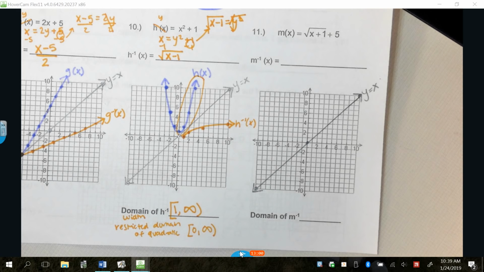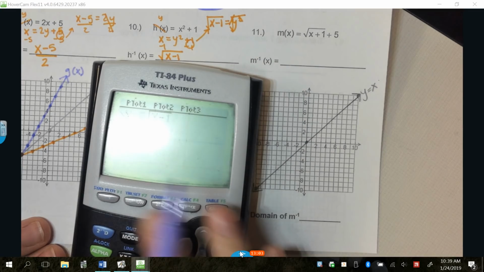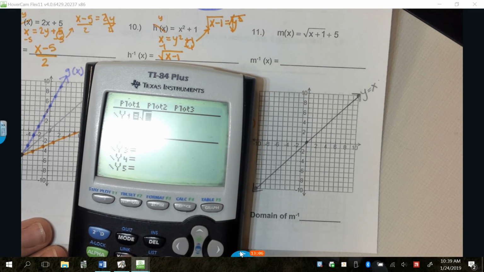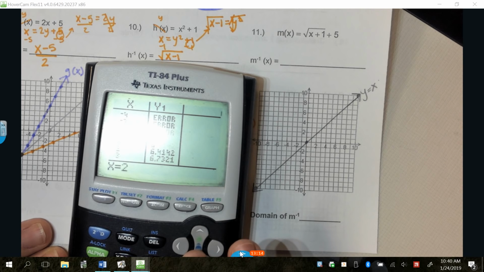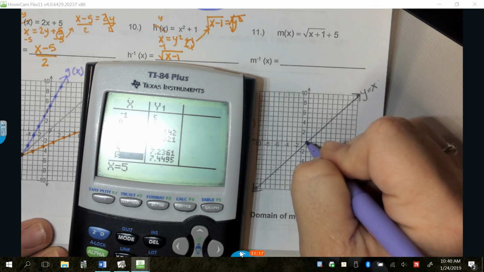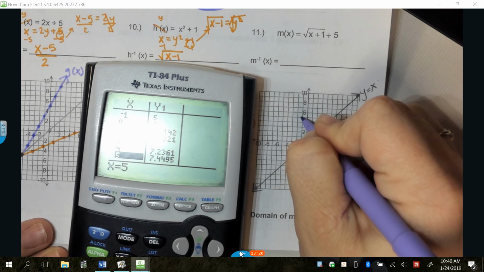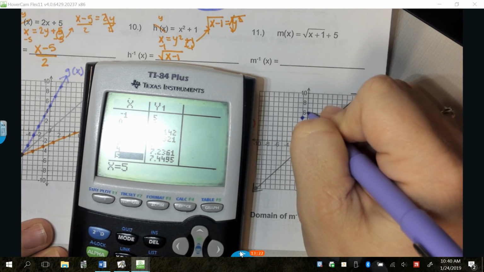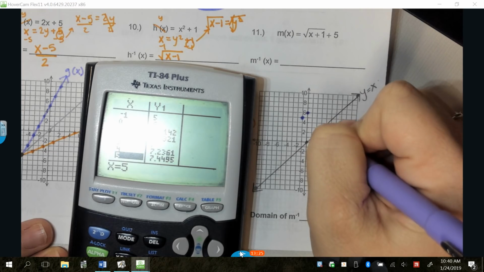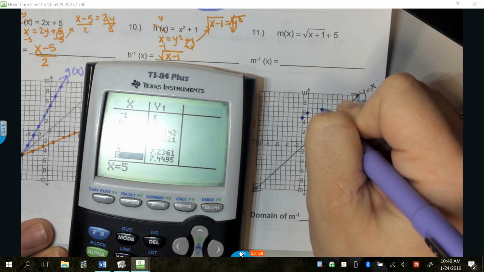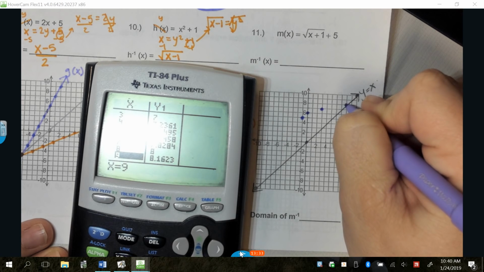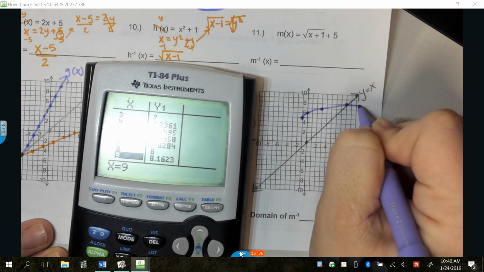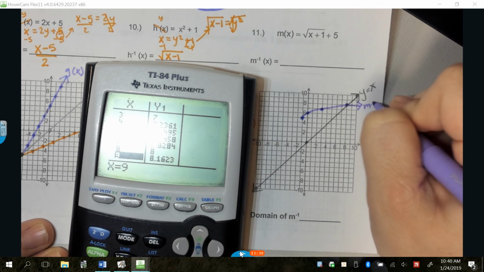So let's try number 11. Let's graph the original. Find our error, there it is. So negative 1, 5, 0, 6, 3, 7, 8, 8. So that's my m of x.